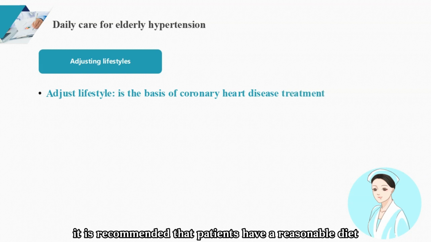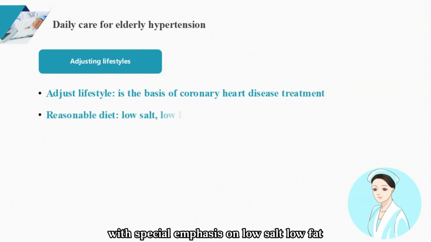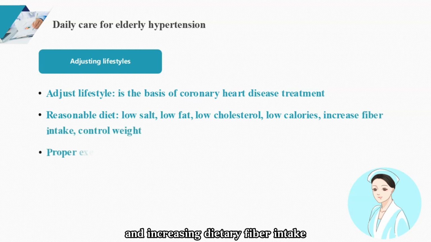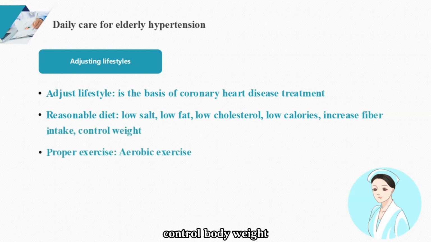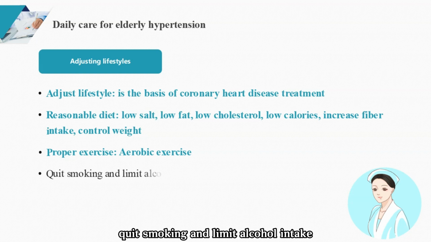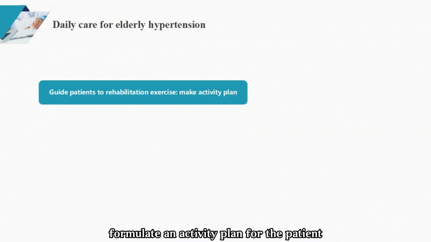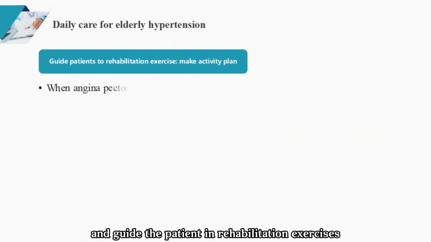It is recommended that patients have a reasonable diet, with special emphasis on low salt, low fat, low cholesterol, and low calorie, and increasing dietary fiber intake, control body weight, and at the same time quit smoking and limit alcohol intake. Conduct self-psychological adjustment and reduce mental stress. Formulate an activity plan for the patient and guide the patient in rehabilitation exercises.